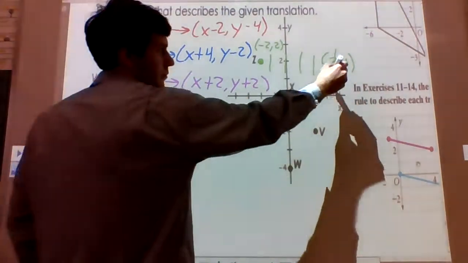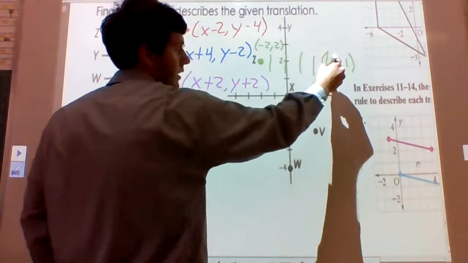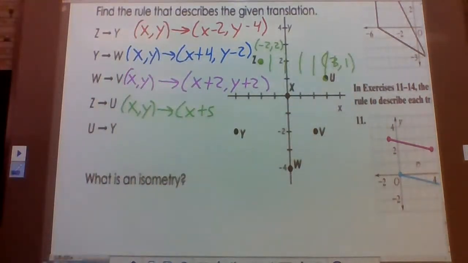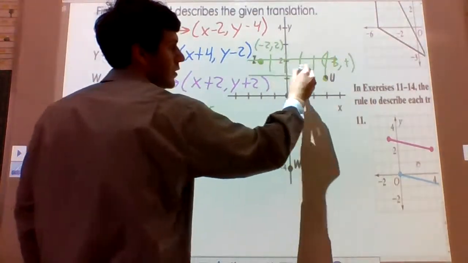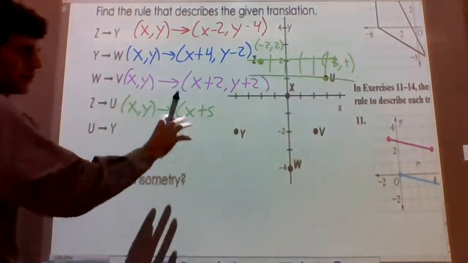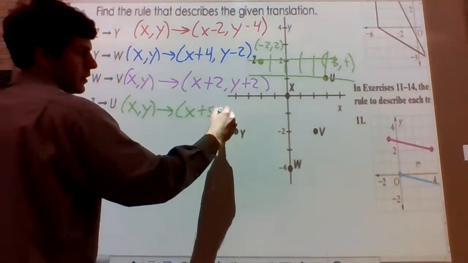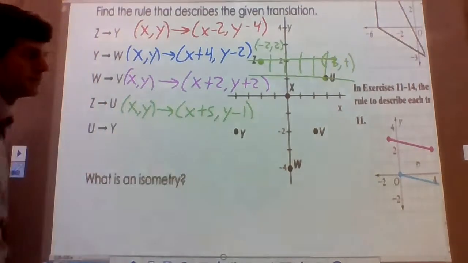And we need to go down 1. It'd be good if we had the whole grid marked on here, but that's all right. Down 1, so that's minus 1.